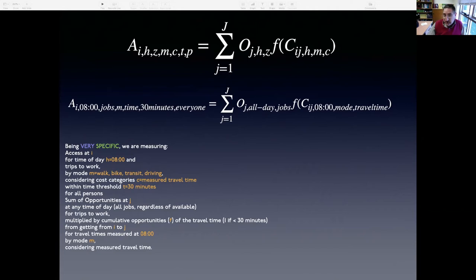And of course the costs vary by mode. You can get much farther in 30 minutes by automobile than you can by walking. The cost of travel time is incomplete because that doesn't include tolls, parking costs, gasoline and other costs that you might have if you were driving. So these are things you need to keep in mind when we're looking at accessibility.